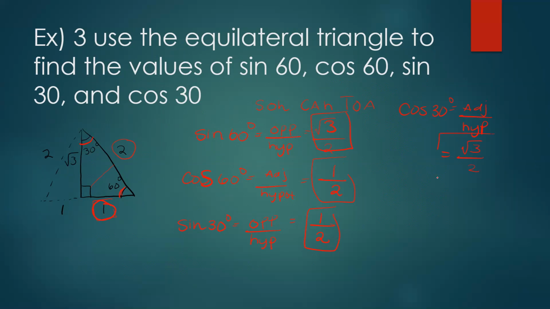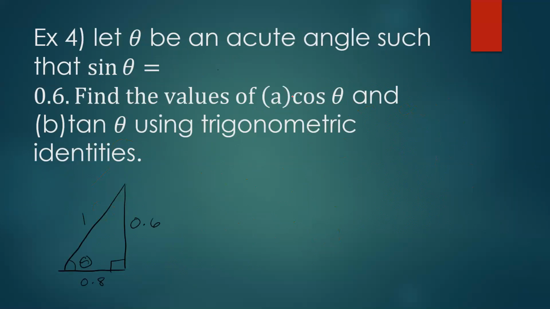Okay, so we found all those: sine 60, cosine 60, sine 30, and cosine 30. So make sure you really know where your angle is, because your opposite, adjacent, and hypotenuse will be different for each angle. Okay, so that was example 3. Let's do example 4.